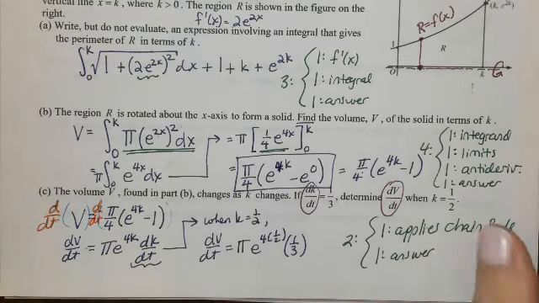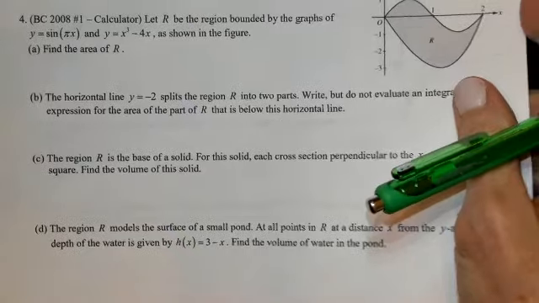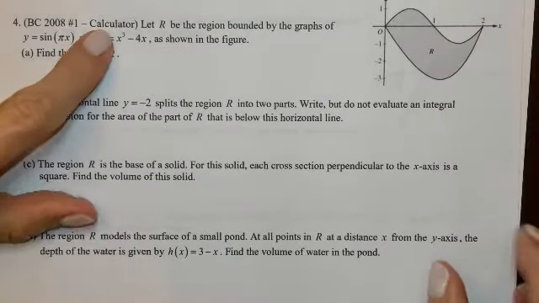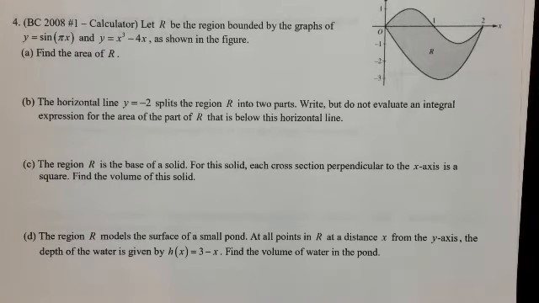Okay, next up, let's turn to number 4 and let's do number 4 together. Number 4 was way back in 2008, and on this problem it was number 1, so they allowed calculator use on it. So I'm going to grab my calculator. You guys can do the same. I'm clearing out everything that's in my calculator. Okay.